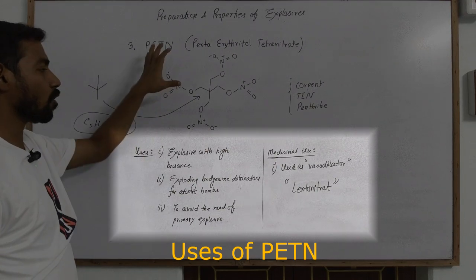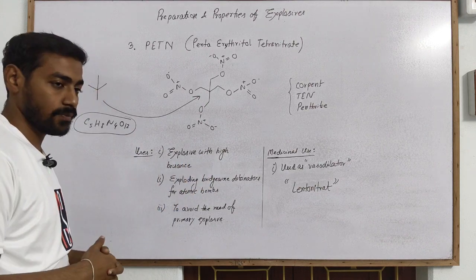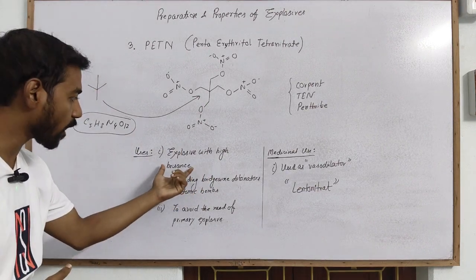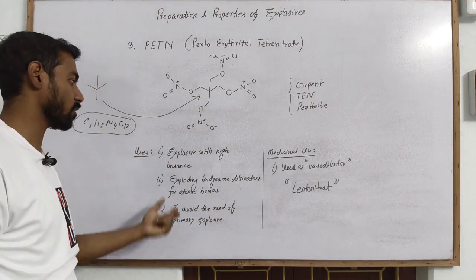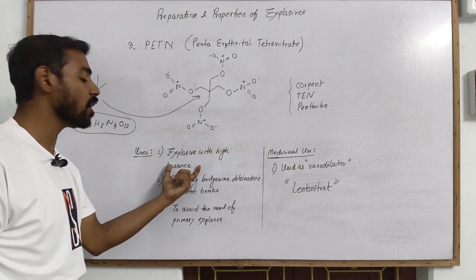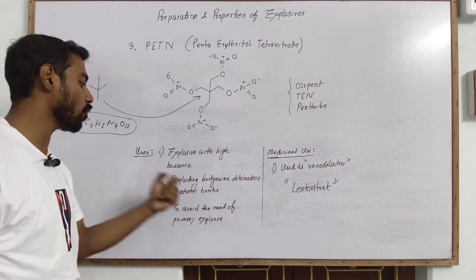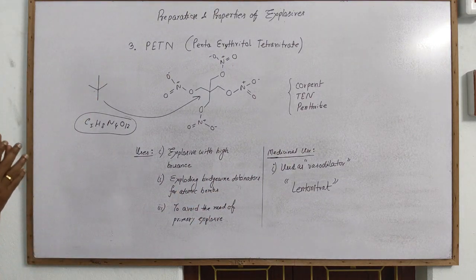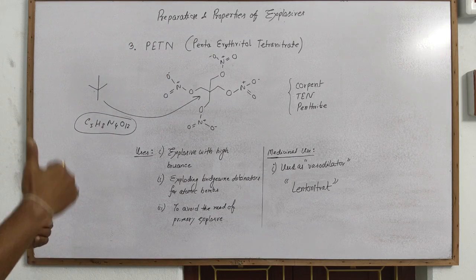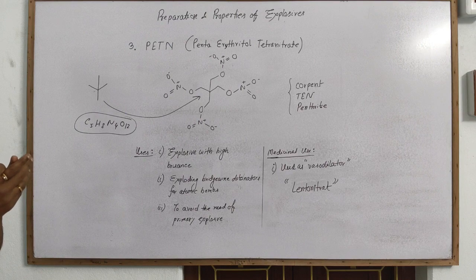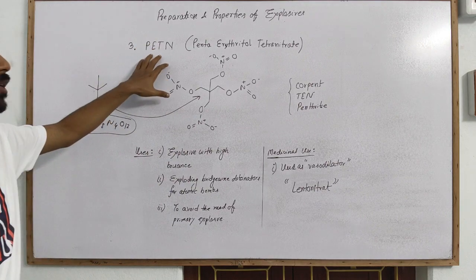Now, coming to the usages of PETN. It is a very high explosive with high brisance. Brisance means shattering capacity. So it has very high shattering capacity. It is an organic explosive with very high shattering capacity. It is generally used for exploding bridge wire detonators for atomic bombs. If this kind of explosive is used, then the usage of a primary explosive or detonator is not required. So to avoid the need of the primary explosive, we can use this PETN.